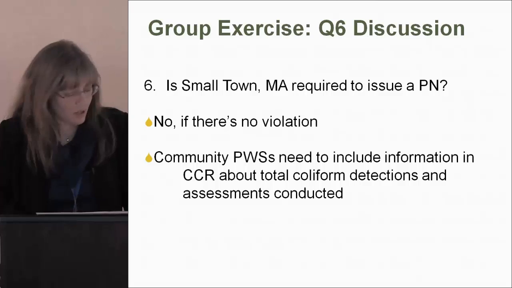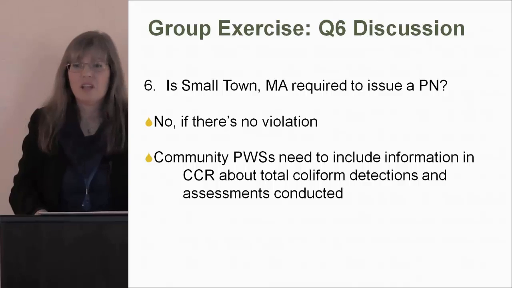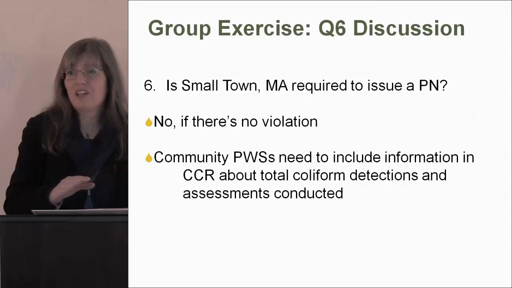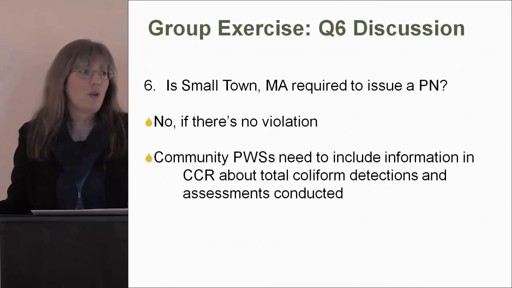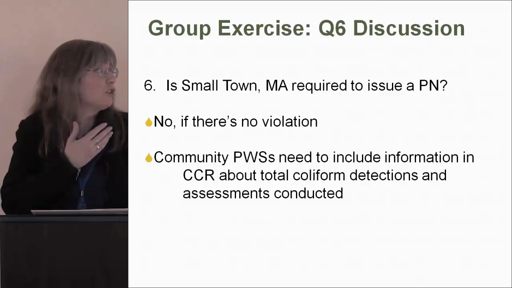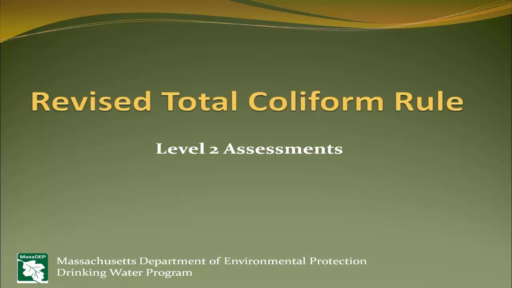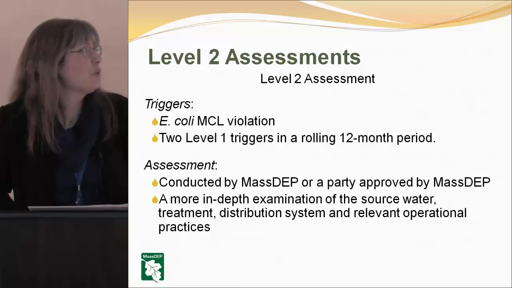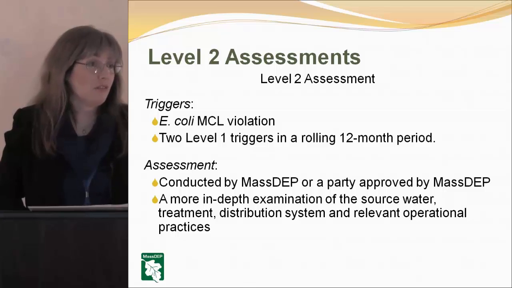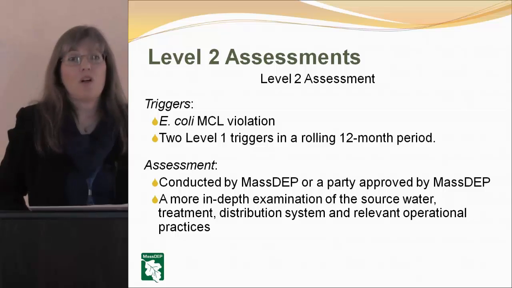Community public water suppliers need to include information in their CCR about total coliform detections and assessments conducted. So your current CCR, you list any detections that you have, you list violations that you have. Under the new rule, you'll still list the detections that you have, and you're also going to list if an assessment was conducted or required. Revised total coliform level 2 assessments. And the level 2 assessment is triggered if you have an E. coli MCL violation, or if you've had 2 level 1s in a rolling 12-month period.